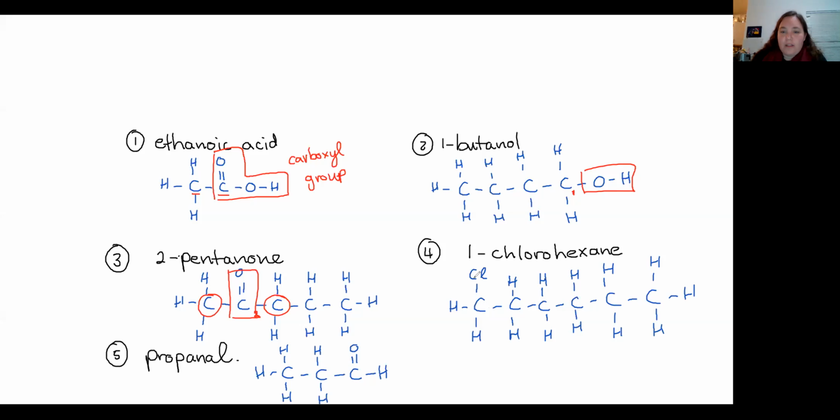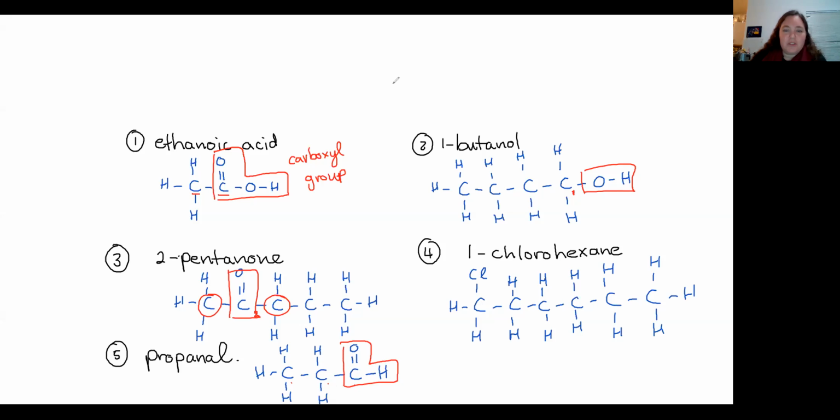1-chlorohexane has the chlorine on number one, and there's a total of six carbons, and then hydrogens the whole way around. And propanal, the aldehyde group, is the C double bond O straight onto an H, and there are a total of three carbons. Now, there are a good couple of things we need to discuss here very quickly.